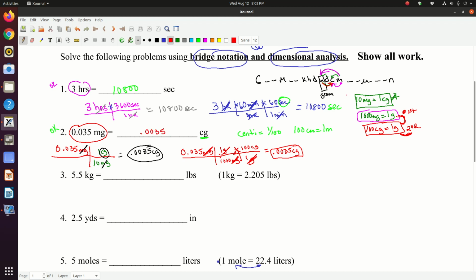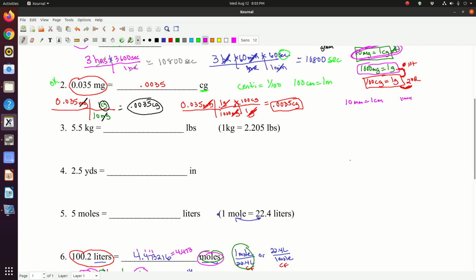But I will say, if you could make yourself memorize this relationship, 10 milligrams in a centigram, 10 millimeters is 1 centimeter. That one's easy. A centimeter is about this big, and all those little teeny marks in the middle are millimeters. 10 millis in 1 centi. That will be the easiest way to go from one step to the other. Okay, now let's go on to number 3. I'll give you a second.